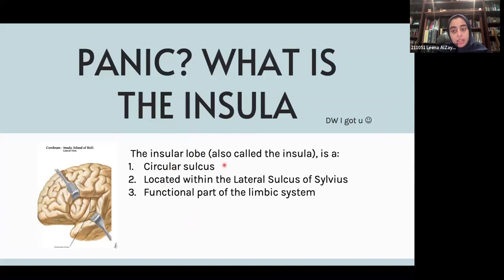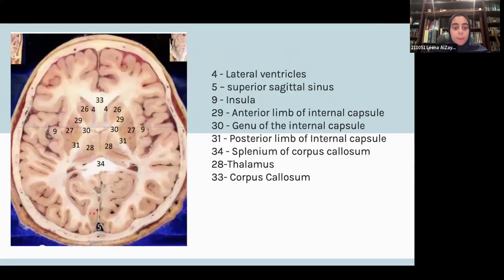The insula is basically a circular sulcus located in the lateral sulcus of Sylvius over here. It's a functional part of the limbic system. That's all you have to know: the insula is kind of hidden. You have to remove part of the cerebrum to see it. So you extend these lateral sulci, and then you can see it as the insula, also known as the island of Reil. It has functions like emotional regulation and limbic system stuff.